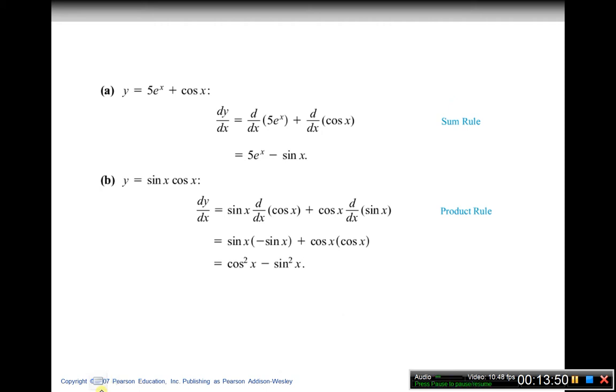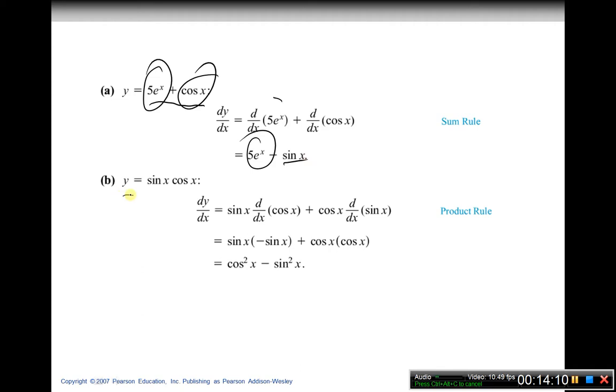Two more examples. The derivative of 5e to the x plus cosine of x. The derivative of e to the x is e to the x, so the derivative of 5e to the x is 5e to the x, and the derivative of cosine of x is minus sine of x.